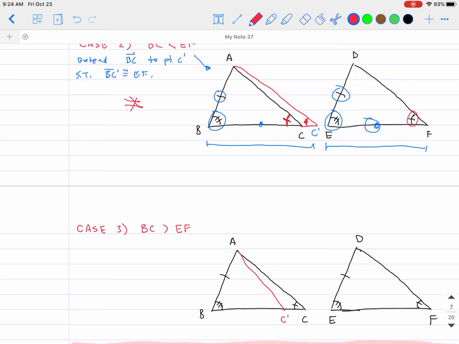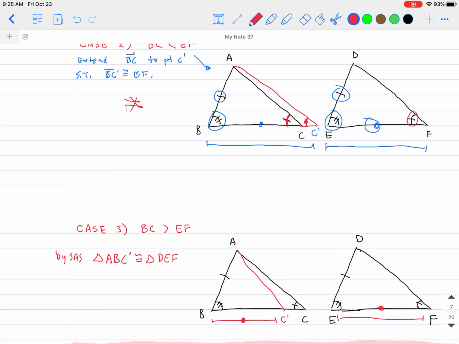Last case, case number 3, is what if BC is going to be less than EF? Well, I think we can do a similar case to what we just did. This time around, I'm going to take BC and introduce another point C prime so that it is shorter, but still congruent to EF, which is on the right-hand side. So this length right here, BC prime, is going to be congruent to EF over here.